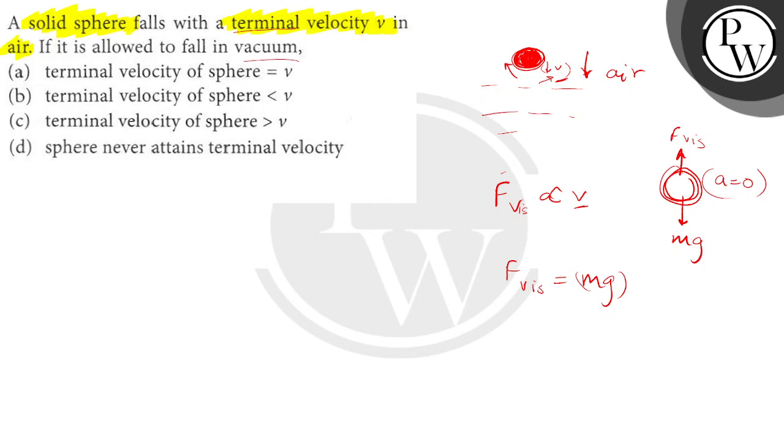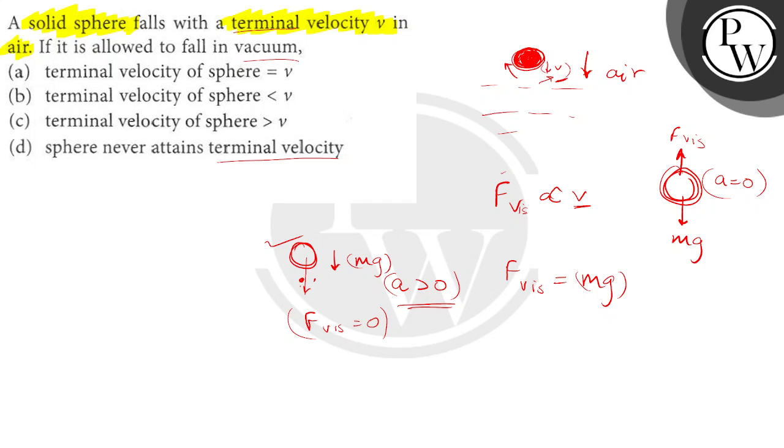In vacuum, if we have the same sphere falling freely under the force of gravity mg, there is no viscous force. There are no particles that it has to remove from below it to come downwards. So the viscous force is going to be equal to zero at all points. So the body never reaches a terminal velocity or a constant velocity, it keeps accelerating. The acceleration is always greater than zero, and the velocity keeps increasing as long as the body is falling freely.